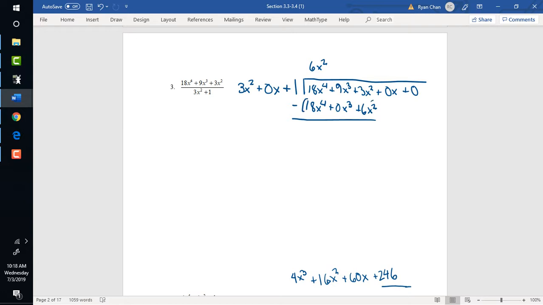I'm going to subtract. I have negative 3x squared. Okay, now, sorry, I have 9x cubed and negative 3x squared. And I'll bring the 0x down.